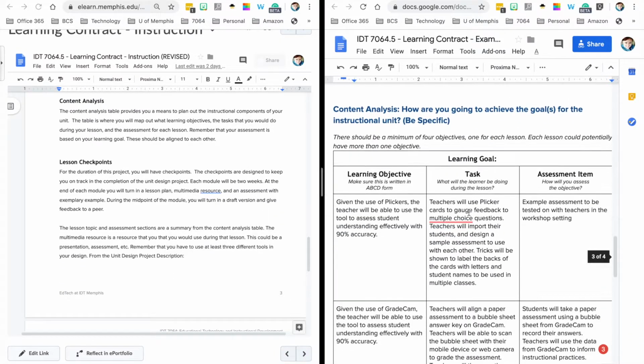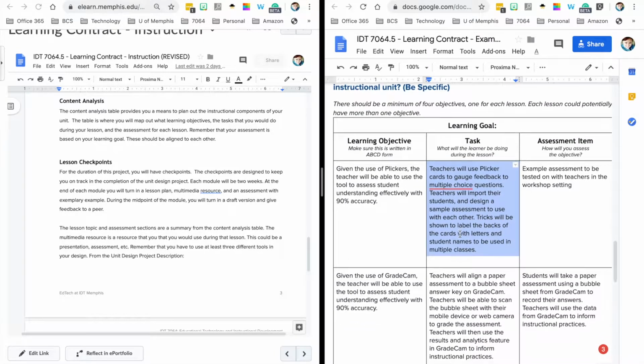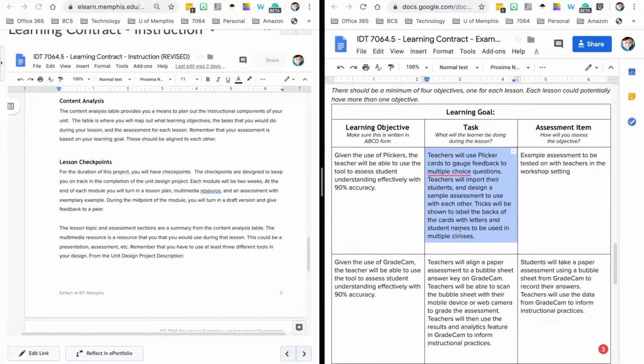Your content analysis is where you take your learning objectives from the part above and start thinking about what your task and your assessment are going to be. Your assessment must be aligned to meet your learning objectives, so this should go directly with this, okay? Your task is a generic description of what they are going to be doing. I'm not expecting a detailed lesson plan here, just an overall view of what they will be doing during the lesson. So you should have one row for each of your lessons.